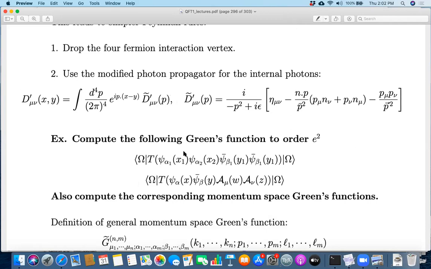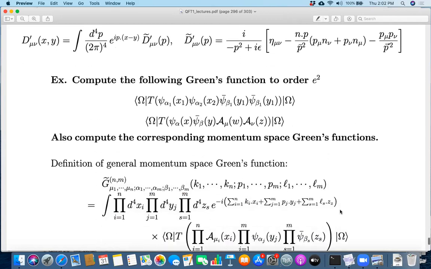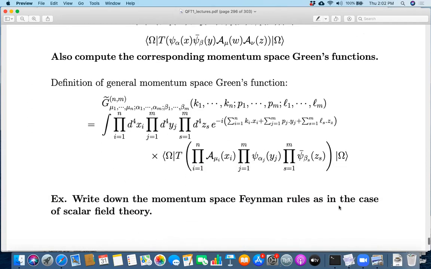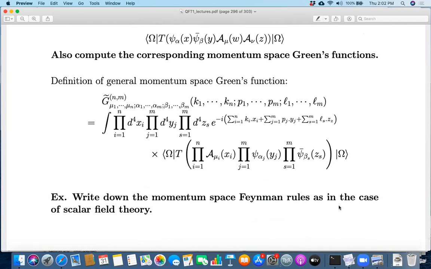And once you have got the position space Green's functions, you can also calculate the corresponding momentum space Green's functions. So at this stage, it's a good opportunity to give the actual definition of the momentum space Green's functions. In the case of scalars we had already introduced it. So we'll define the momentum space Green's function, and we'll denote this by G tilde. It will have two integers as arguments.